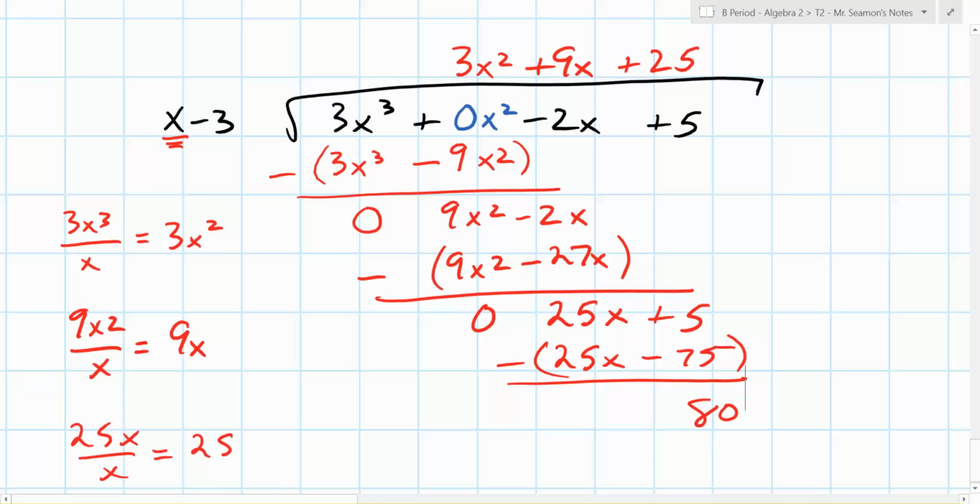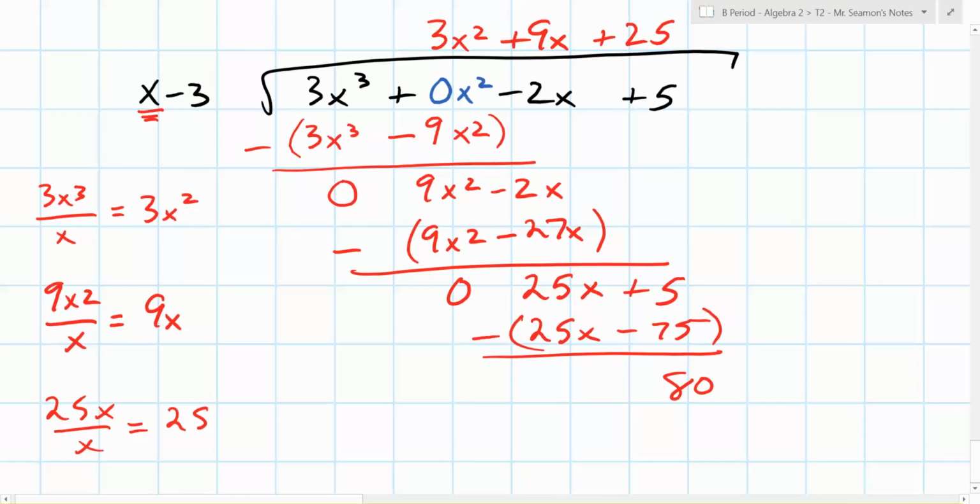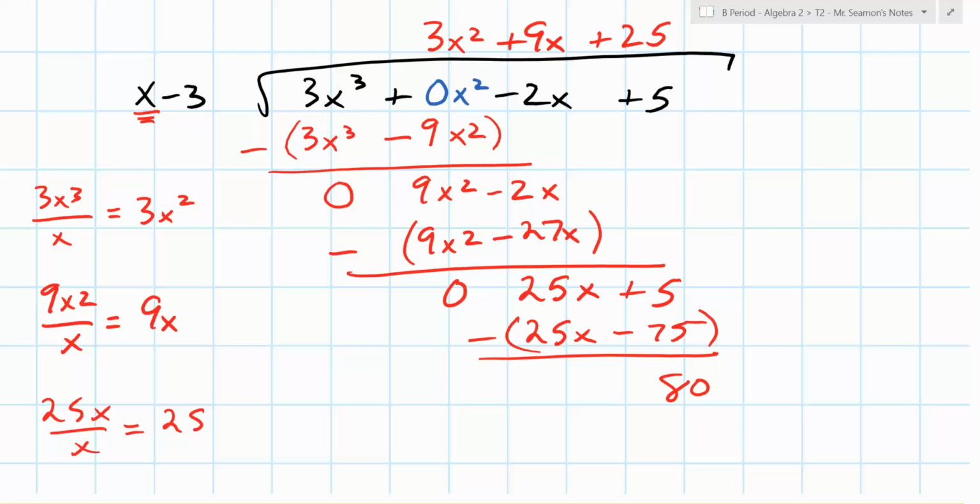Now, this is the big question. Do we go any further? No. When we did regular division, when did we stop? When this was smaller than that, right? But over here, what do we have? An x and an 80.